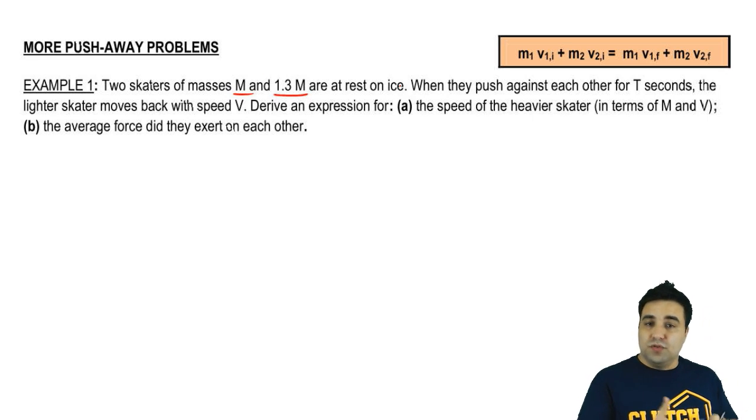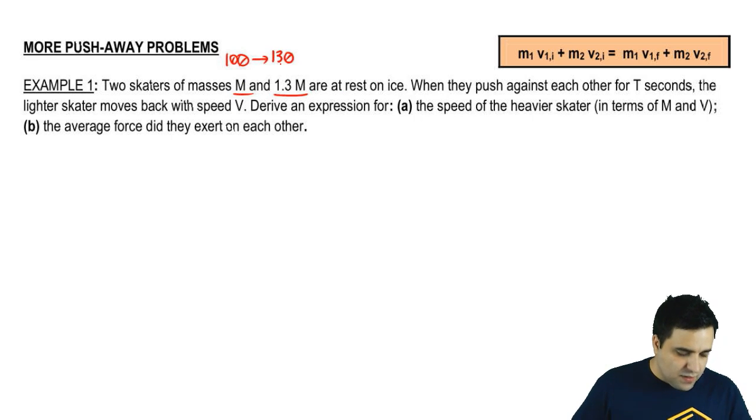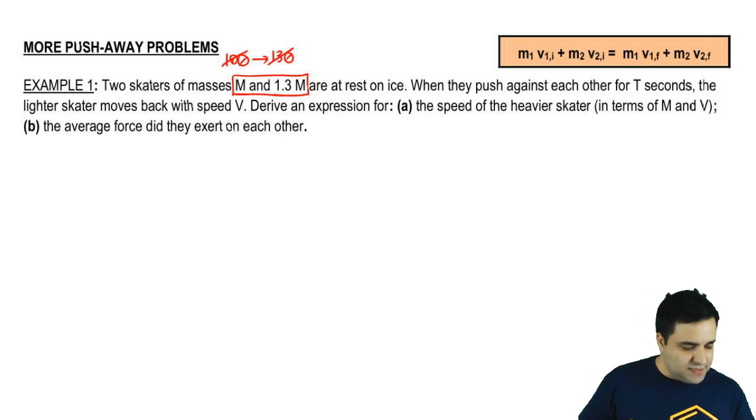And this is what I mean by literal. There's no numbers. So instead of having something like 100, you're just going to have m. If you had 100, 1.3 m would have meant 130. But we don't have masses. But that's fine. We can solve with this. So we're just going to plug those in instead.